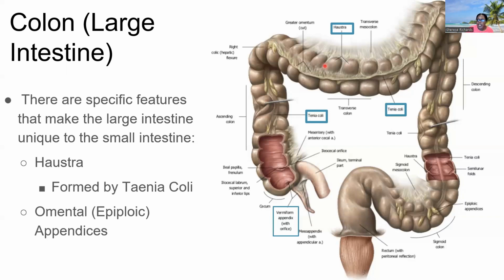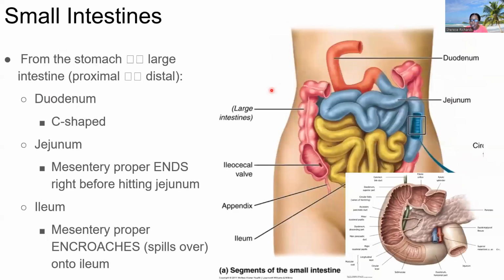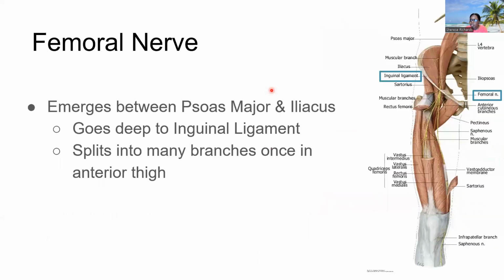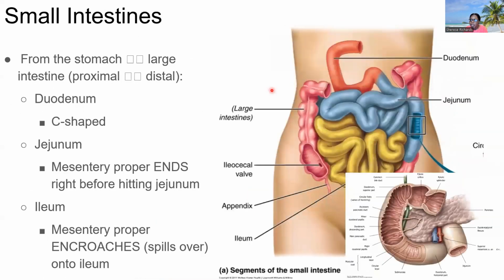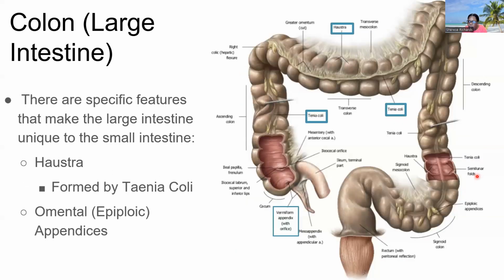The third feature that is unique to the colon is the omental or epiploic appendices. These are the fatty appendages or fatty strips hanging from the outer colon. If you look at the small intestine, they're free from any fatty appendages on the outer wall. So having these epiploic appendices is a unique way to distinguish the colon from the other parts of the intestine.